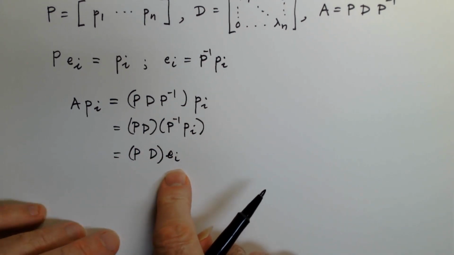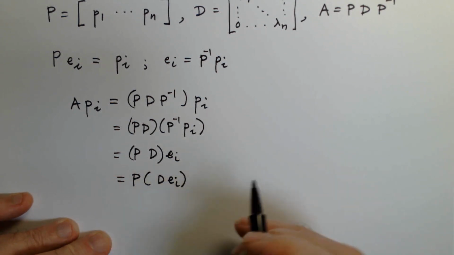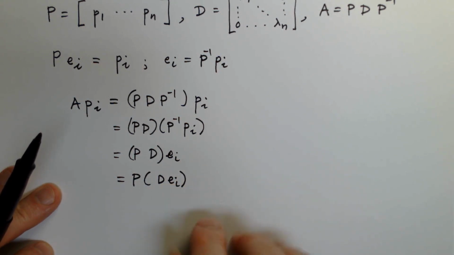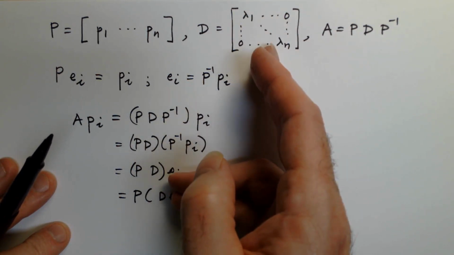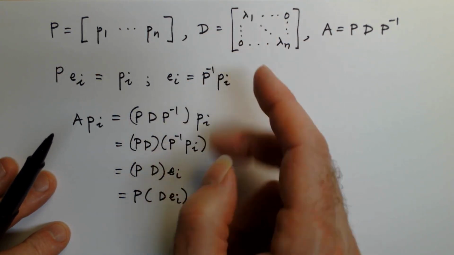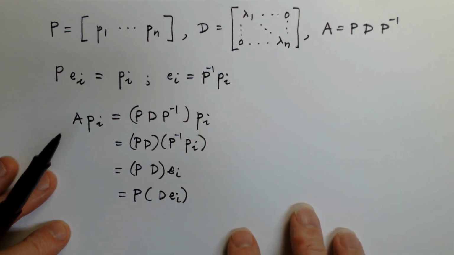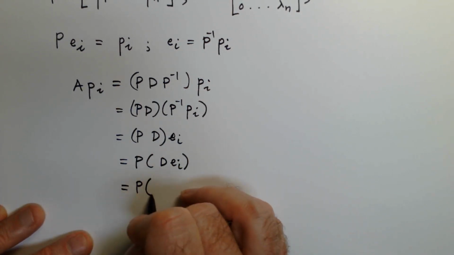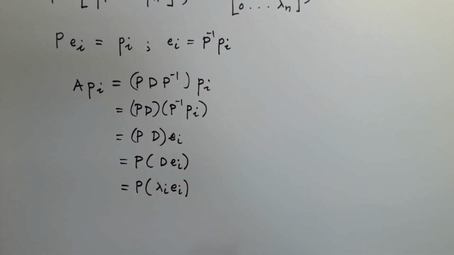And again, by association, I can think of this as P times D times E sub I. But once again, when I take D and multiply it by this ith unit direction vector in Rn, I'm simply going to get the ith column of this diagonal matrix. And that ith column consists of lambda I in position I and zeros everywhere else. One way to think about that is we can think of this as lambda I times that unit direction vector, E sub I. Now I can pull this scalar through.